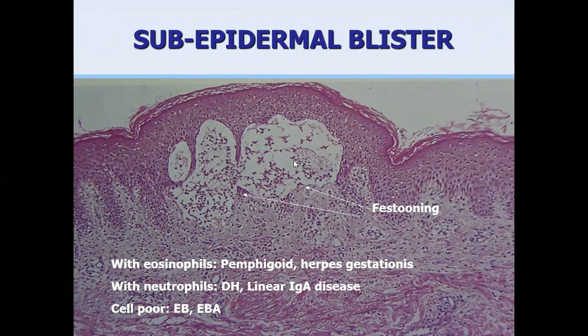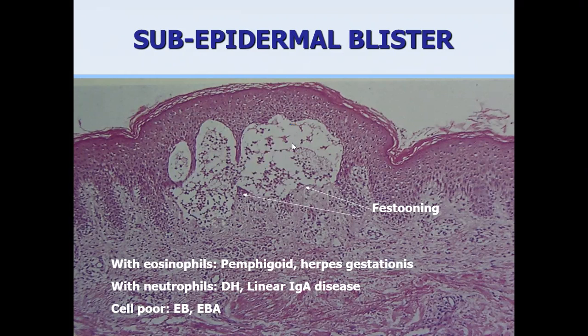This is a little bigger blister, and the blister here is below the epidermis, and it is called a sub-epidermal blister. The dermal papillae are seen protruding into the blister cavity, and this protrusion of dermal papillae is called festooning of dermal papillae. Why is this festooning seen? Because of the subepidermal blister, the papillae are left and the rete ridges are pushed up. So you see a subepidermal blister and festooning of dermal papillae.